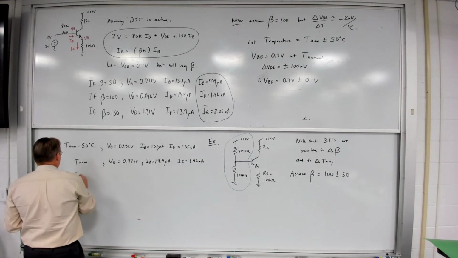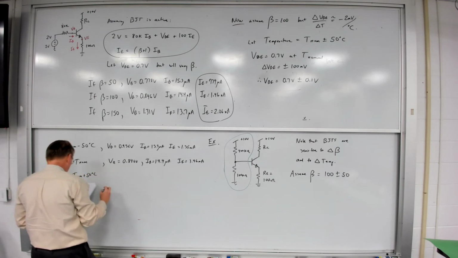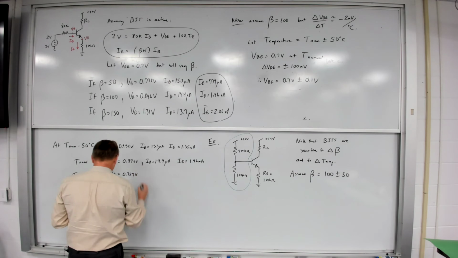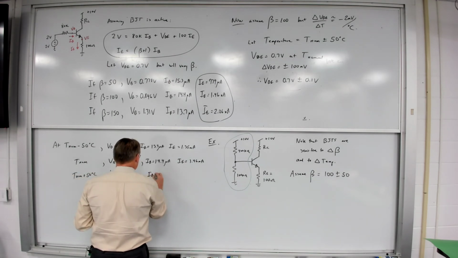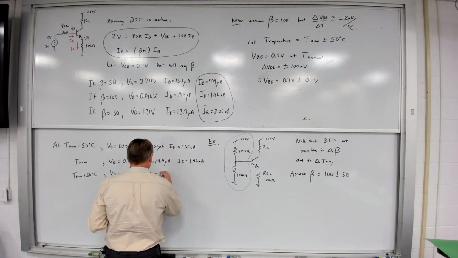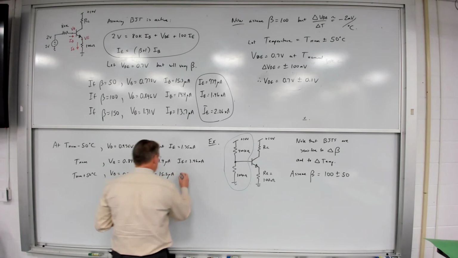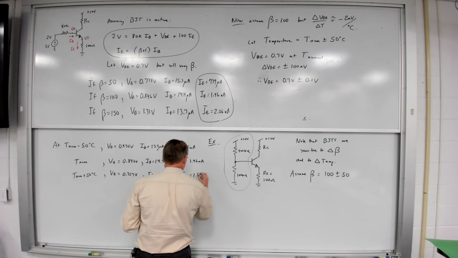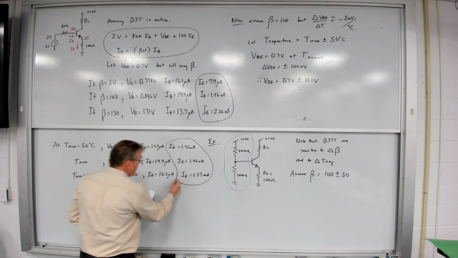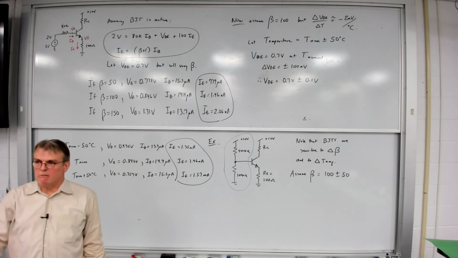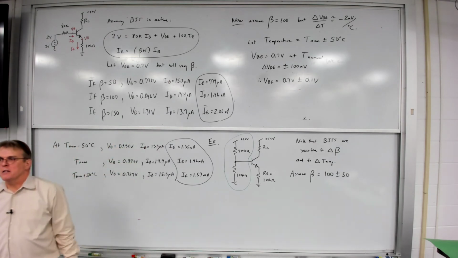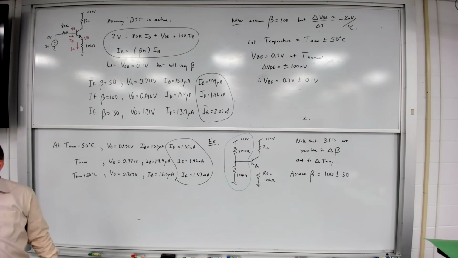And at T nominal plus 50 degrees C, then VB will be equal to 0.757 volts. IB is equal to 15.5 microamps. And IE is equal to 1.57 milliamps. And that's just due to the temperature variation, assuming the beta remains stable. So up here, I just moved the beta and assumed VBE was a constant. Here, I assumed the beta is a constant and just changed VBE with temperature.